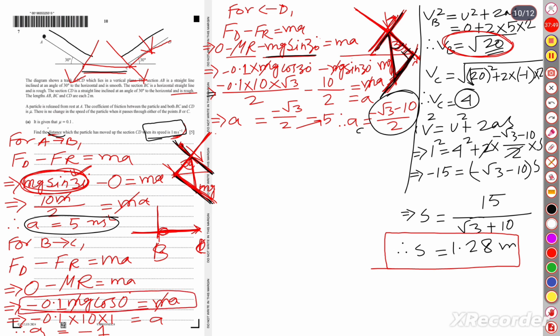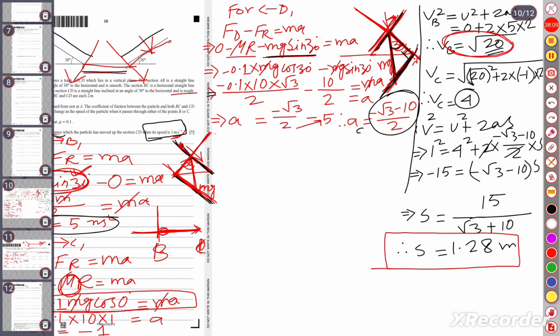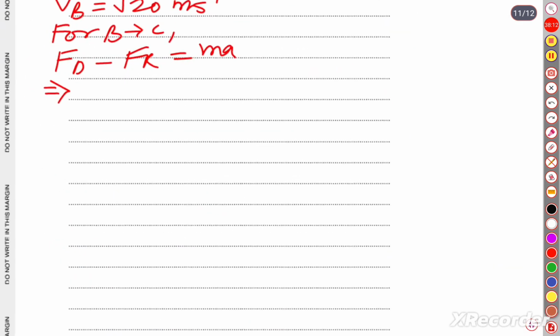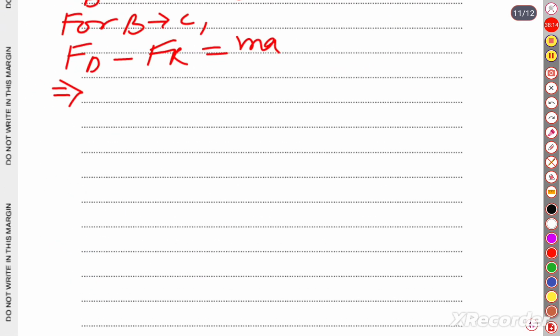This is the equation. So it's actually a equals, instead of mu, previously we had written 0.1, but at this stage we will not write 0.1, we will just leave it as mu. It is going to be negative, as there is no driving force. Negative mu R is equal to ma. So it is going to be negative mu R, which we have already obtained.